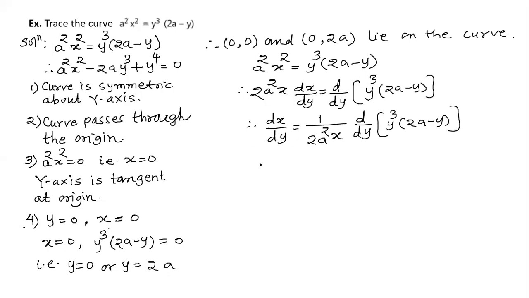So we can understand that the numerator is going to be some other function of y after differentiation, and the denominator is 2 into a square x. In this, let us try to put the values x equal to 0 and y equal to 2a. Numerator will be a finite, non-zero quantity, denominator will be 0. So dx by dy at this point is equal to infinity. That means dy by dx at this point is equal to 0.